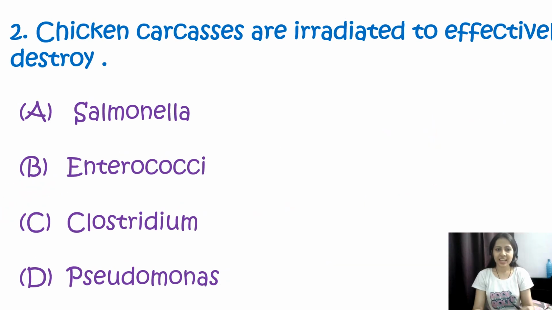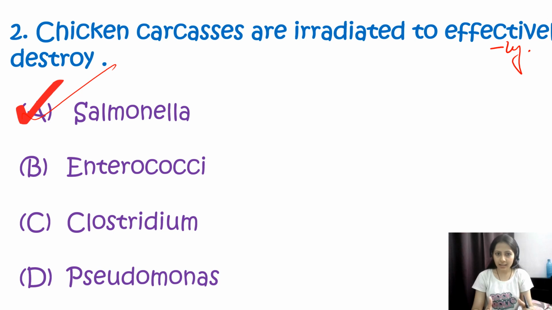Question number 2. The chicken carcasses are irradiated to effectively destroy: Salmonella, Enterococci, Clostridium or Pseudomonas. So over here my correct option will be A, that is Salmonella. Irradiation was found to be effective in destroying Salmonella species in chilled broiler carcasses, that is chicken carcasses.